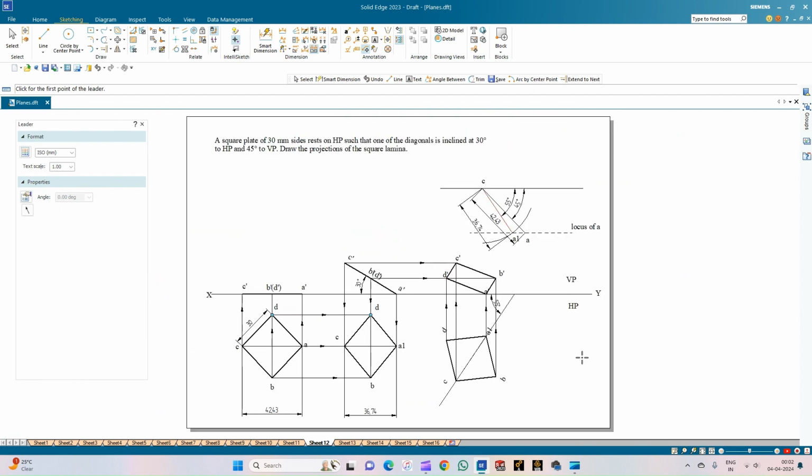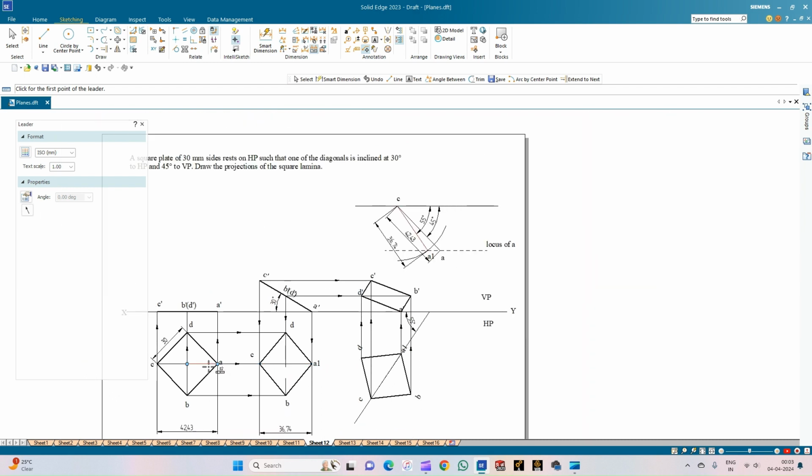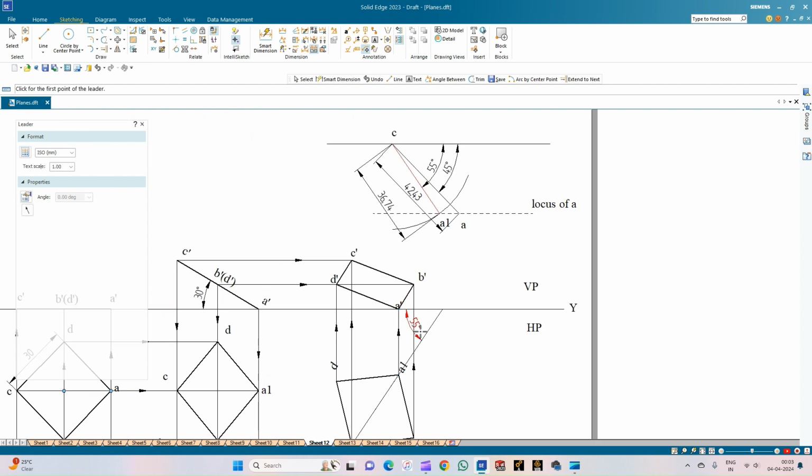So this completes the solution for the given problem statement, which states that there is a square lamina of side 30 mm resting on one of its corner, and then the diagonal is inclined to the HP at an angle of 30 degrees, and also the diagonal is inclined to VP at an angle of 45 degrees. But we do understand that with respect to the vertical plane, we are going to consider this diagonal which has changed its length from its initial position, and therefore we need to construct the beta angle for the inclination with respect to the vertical plane.